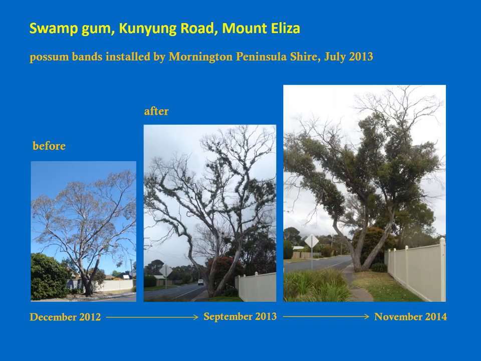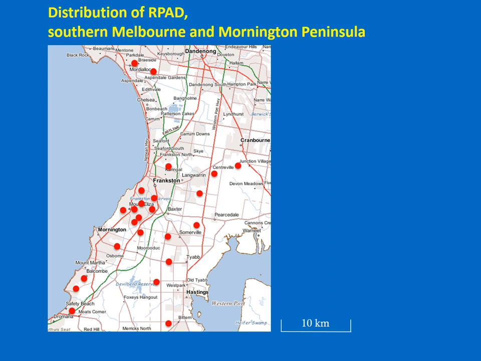As the Shire started banding trees, they've banded hundreds of trees. Now, this is an example of a tree that was saved in Mandalisa by possum bands. This is the distribution of ringtail possum associated decline, or RPAD, in this part of the world. Each red dot represents 10 or more sick, dead or dying trees. But it's not just where the dots are, it's all throughout. They're just typical sites, for example Birdwood. It extends beyond this region into the Bellarine Peninsula and beyond.